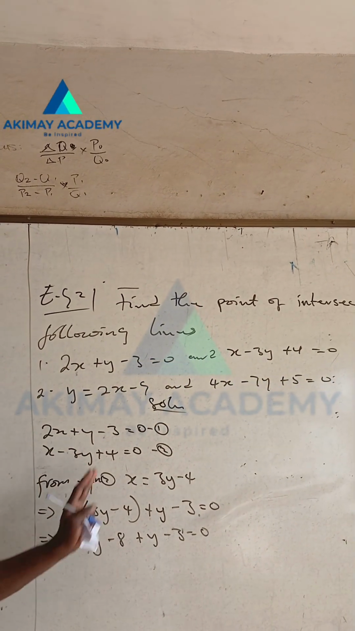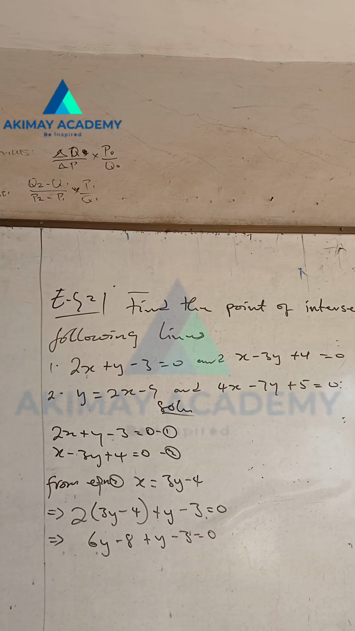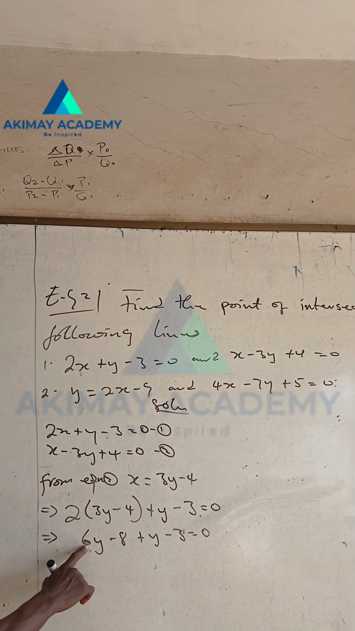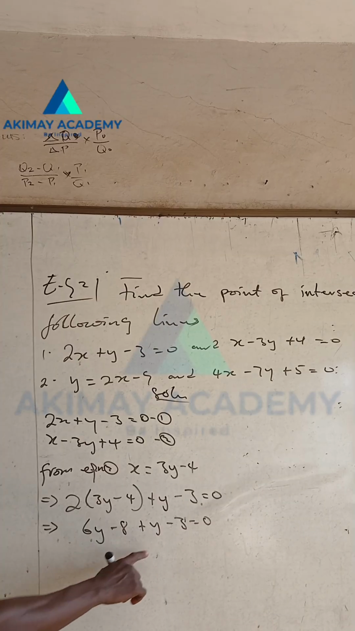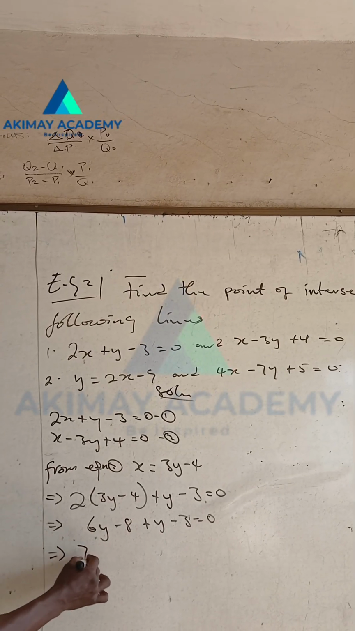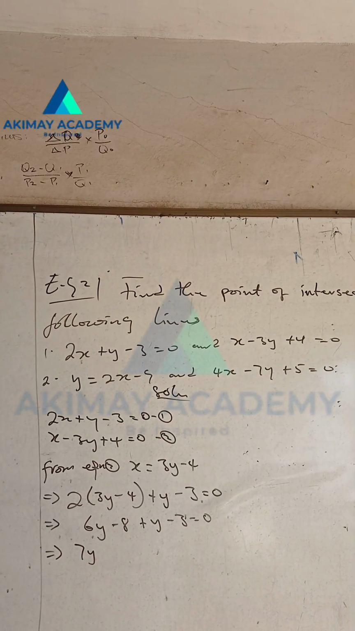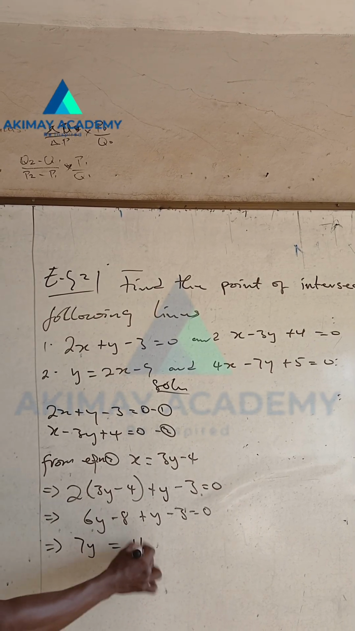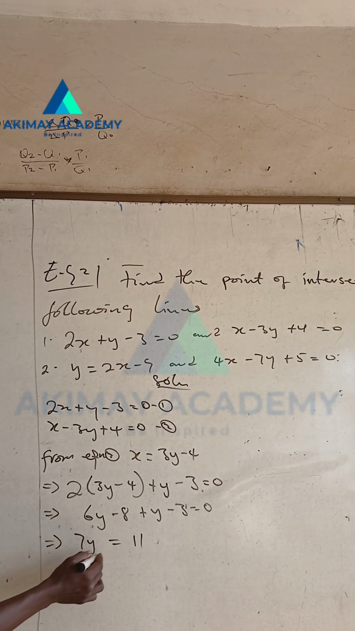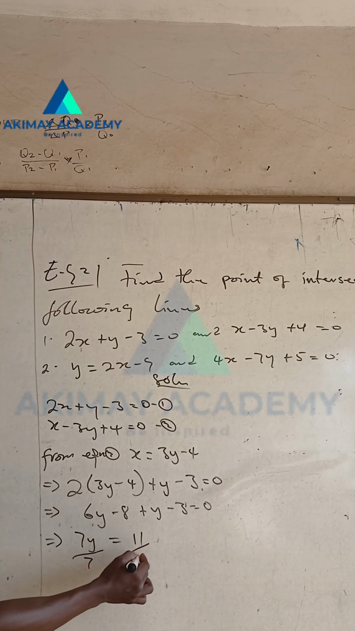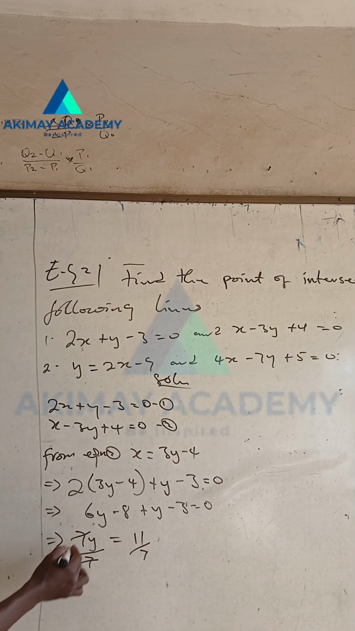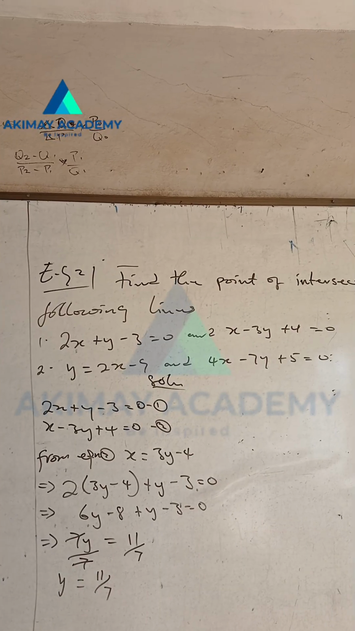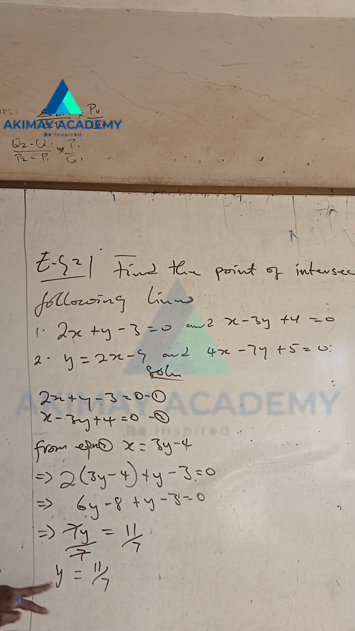Minus 11. So when -11 goes to the other side, it becomes positive. Then we have 6y + y, which will give us 7y, right? Equals -11 crossing to the other side, we have positive 11. So we divide both sides by 7. 7 will cancel 7. Our y is equal to 11/7. So this is our y.